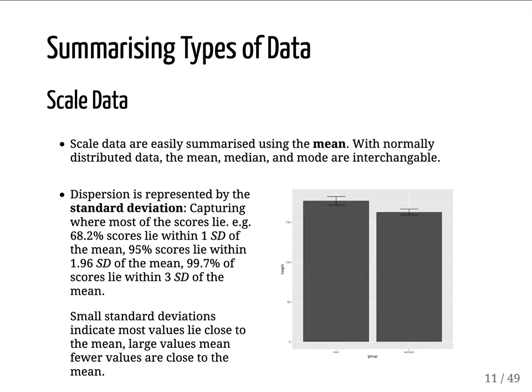Now finally, we've got scale data. These are probably summarized in the way that you'll be quite used to seeing, again using a box plot. There are better ways to really describe this sort of data, but this is the most common way. And what we'll find is that scale data are generally summarized using the mean, along with a measure of dispersion, which would be the standard deviation.